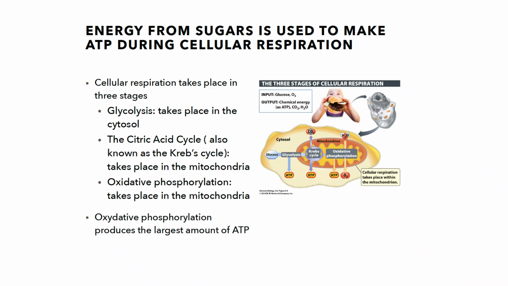Cellular respiration occurs in three major stages. First, glycolysis takes place in the cytosol. Second, the citric acid cycle, also known as the Krebs cycle, occurs in the mitochondria. Third, oxidative phosphorylation takes place in the mitochondria. Among these stages, oxidative phosphorylation produces the largest amount of ATP.